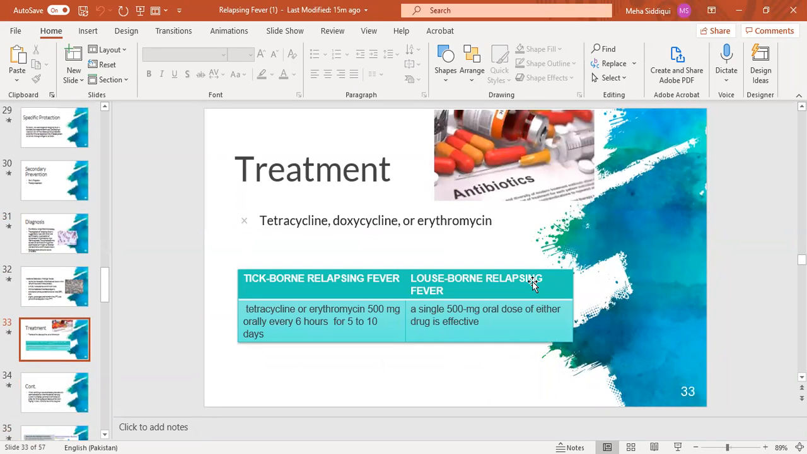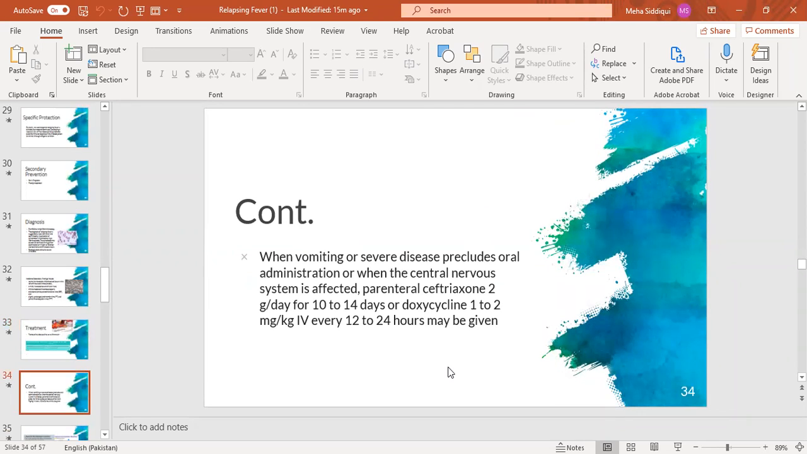Now, treatment. The antibiotics usually given are tetracycline, doxycycline, or erythromycin. In tick-borne relapsing fever, tetracycline or erythromycin 500 mg orally every 6 hours for 5 to 10 days. In louse-borne relapsing fever, a single 500 mg oral dose of either drug is effective, either tetracycline or erythromycin. When vomiting or severe disease precludes oral administration or when the CNS is affected, parenteral ceftriaxone 2 gram per day for 10 to 14 days or doxycycline 1 to 2 mg per kg IV every 12 to 24 hours may be given.